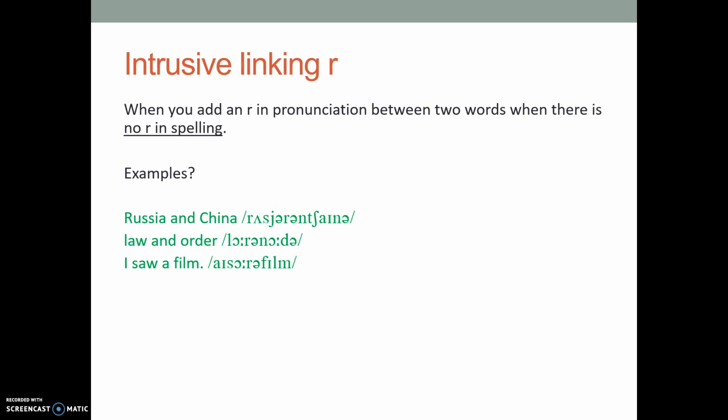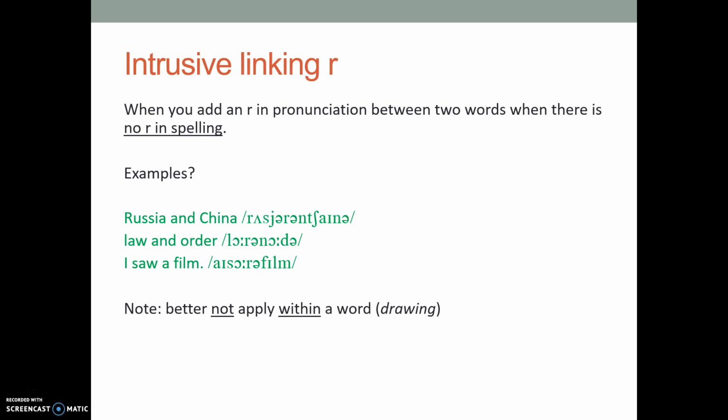Don't worry, you don't have to do this when you transcribe sentences at the exam, but you have to know what intrusive linking R is. You have to be able to define it, give an example, or when you are given an example, you are expected to recognize it. So when you see "Russia and China" transcribed, you have to explain what the R is all about, intrusive linking R.